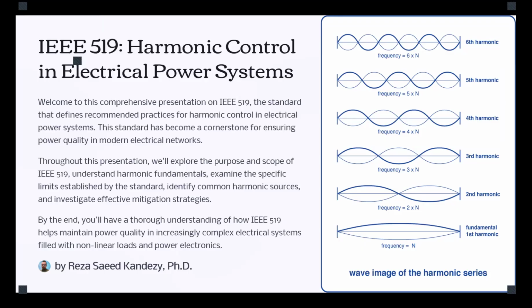We are going to talk about how this standard defines how we could identify or measure or limit or mitigate the harmonic distortion in electrical systems. And we are going to talk about some parameters that could quantify the harmonic distortion like THD and TDD. And also we are going to go over an example regarding this standard.